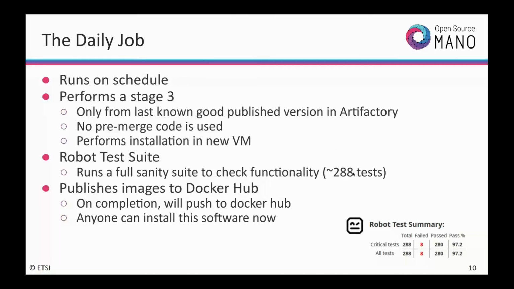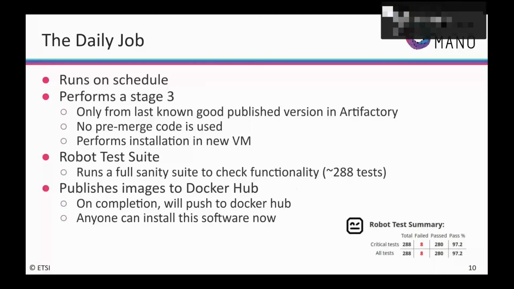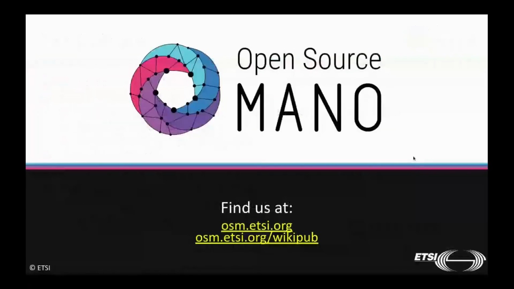Once these tests have finished and it's run through all of it, it then turns around and publishes those images to Docker Hub. So once it's available in Docker Hub, then anybody can use those images to install OSM in their own environment or upgrade their containers to be at this new version. So once a day, we publish our new versions of OSM, and once a day, you can consume them to get the latest bug fixes. And that is the workflow in a nutshell.